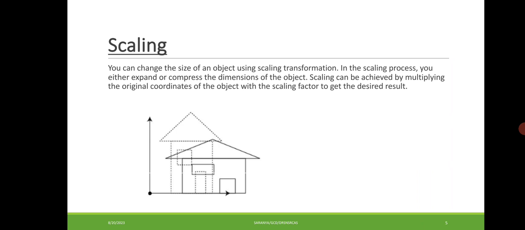The next is scaling. You can change the size of an object using the scaling transformation. In the scaling process, you either expand or compress the dimension of an object. Scaling can be achieved by multiplying the original coordinates of the object with the scaling factor to get the desired result.